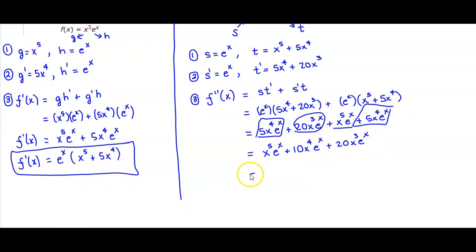So now what can we factor out? We can factor out an x cubed and an e to the x, and then what's remaining is x squared plus 10x plus 20, and therefore that represents the second derivative.